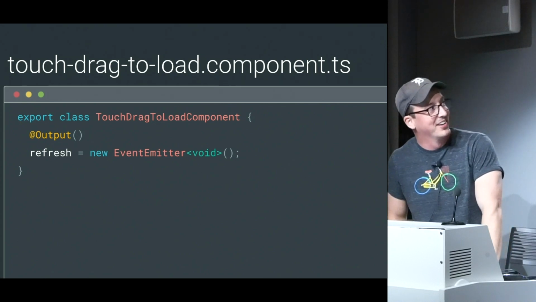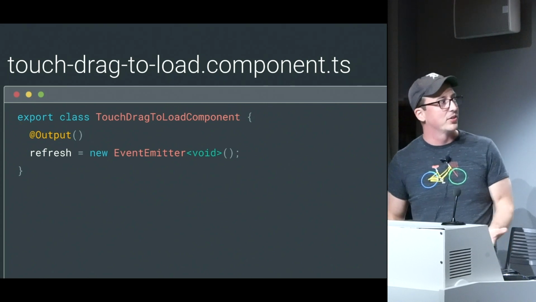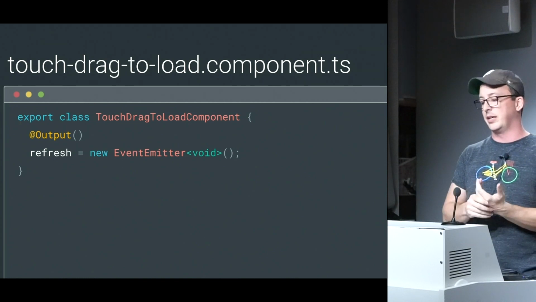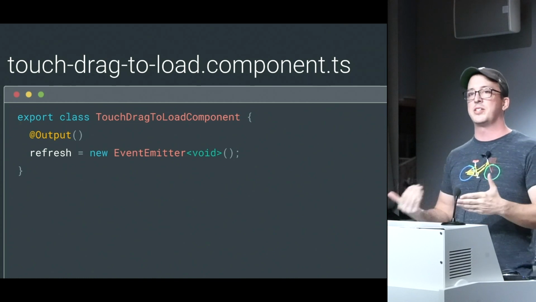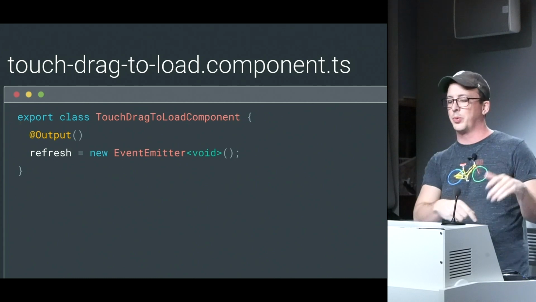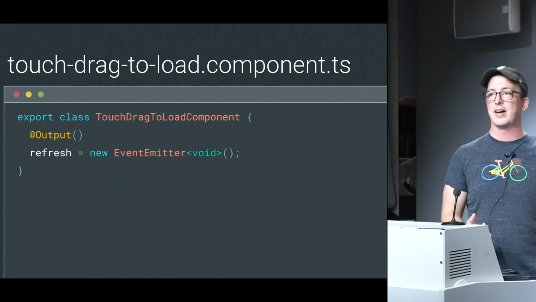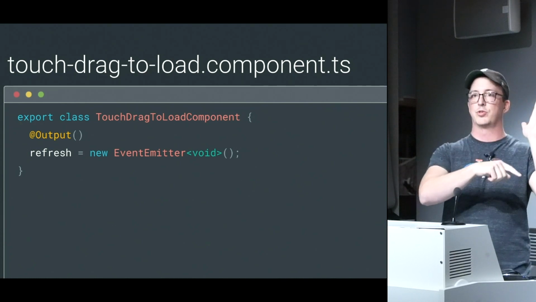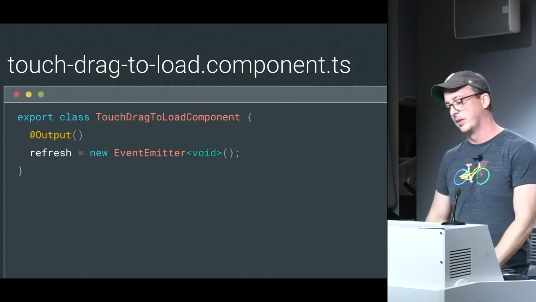All right, sorry about that. So our touch drag to load component, just to start off, I've added an output here for the refresh events. So this is going to be when you drag past a certain point, we're going to send an event out of this event emitter. So whoever's consuming it knows, hey, someone's dragged past a certain point and I need to do a thing.